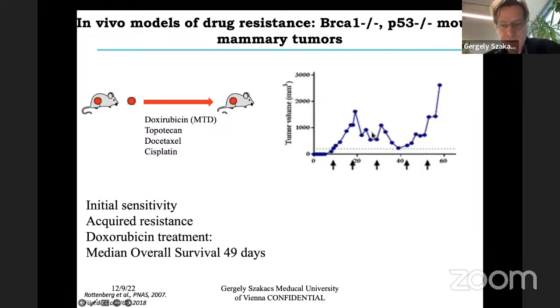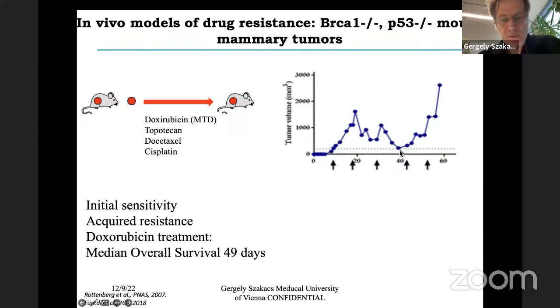So initial sensitivity is also shown on this tumor volume curve. On the x-axis, you see days. Each arrow represents a treatment, and the y-axis shows the tumor volume. As you can see, treatment has some intermediate effect. The tumors can be pushed back, but eventually the tumor becomes resistant.